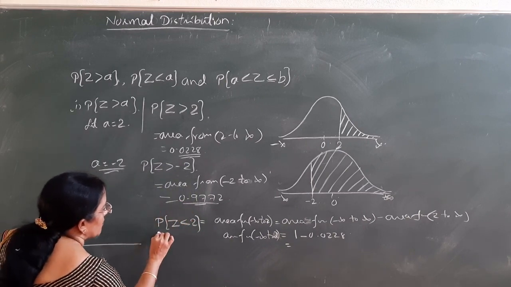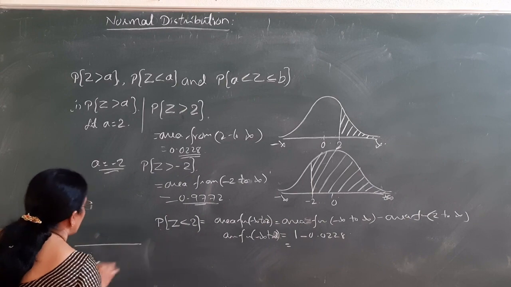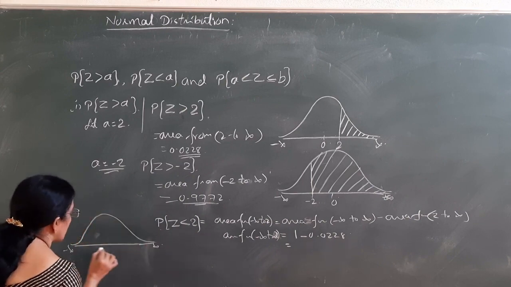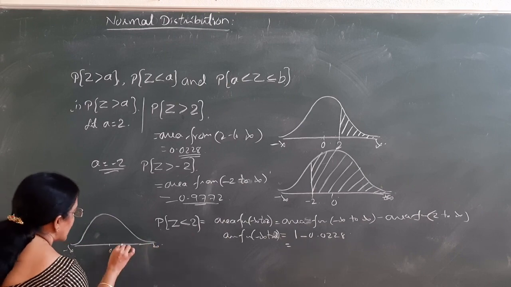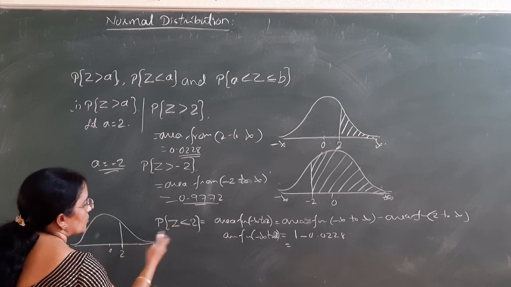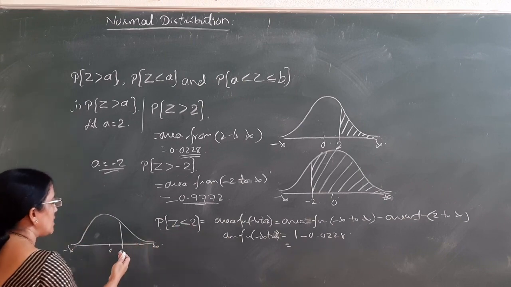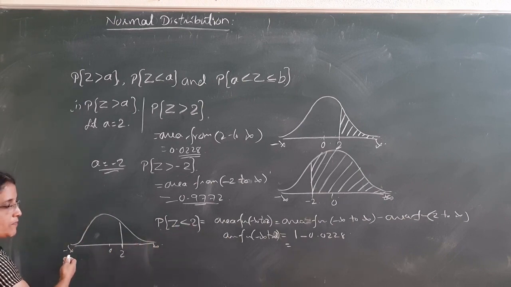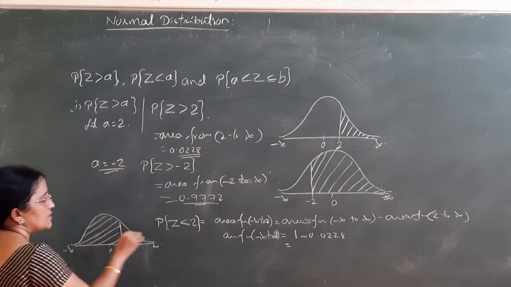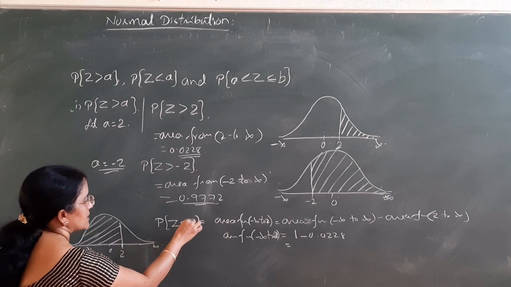If you want to find the probability of z is less than 2, then draw a curve from minus infinity to infinity, this is 0, and mark 2 here. Now which region is required? Z is less than 2. To the left of 2 I want, till what? Till minus infinity, right? So this is the required region. It represents the probability of z is less than 2.